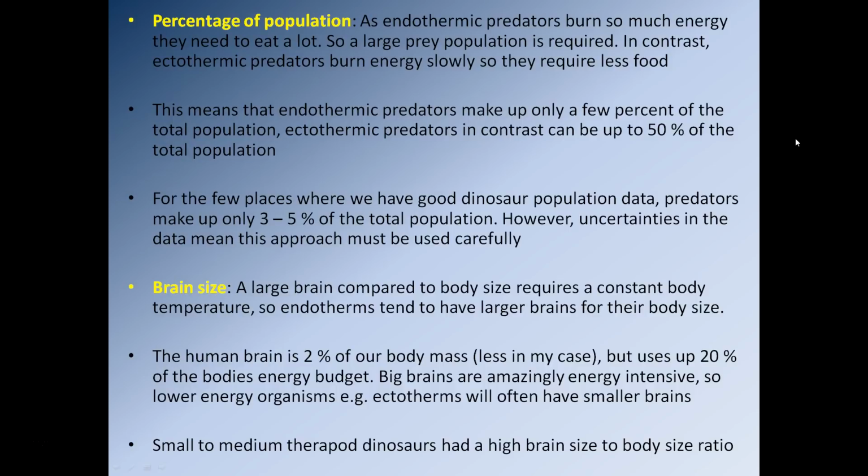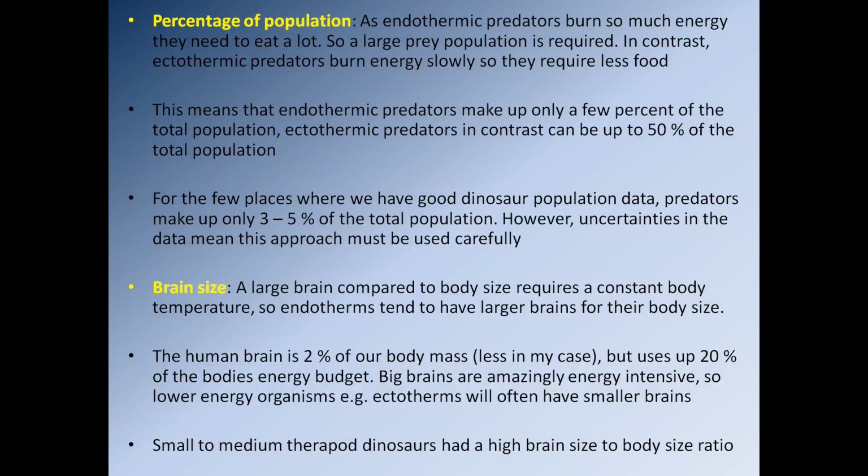Now, in the areas where we have good dinosaur population data, it would seem that the predators make up only about 3 to 5% of the total population, which would suggest that you had a very, very high quantity of prey animals and only a very limited number of carnivores. That suggests a high metabolism and possibly being warm-blooded.